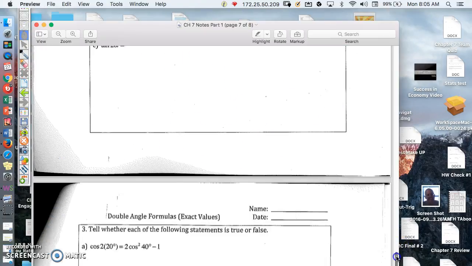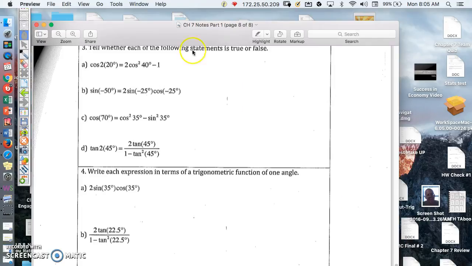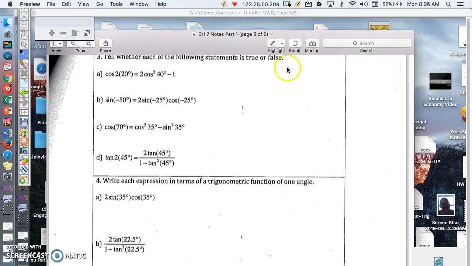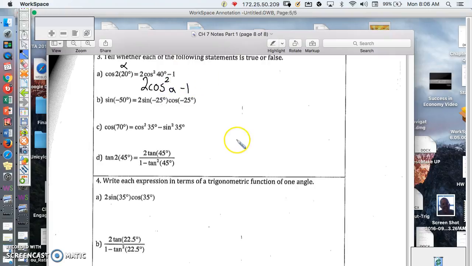And then that very last thing that we're going to look at. Tell whether these are true. Well, let's see. Here's our alpha. So was there one that was, this would be 2 cos squared of alpha minus 1. Well, but what's our alpha? This would have to be 20. So I already know that that's false.